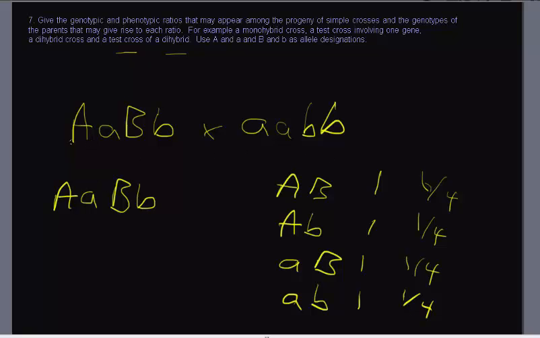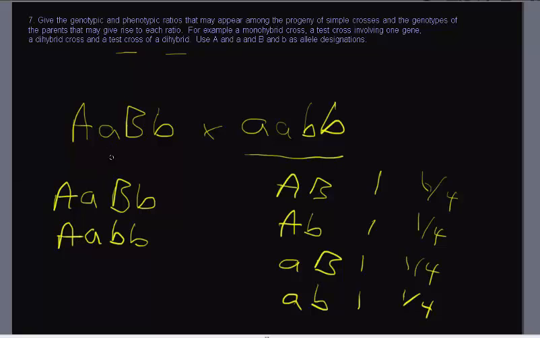But from here, if we get a big A, we can get either a big B or a little b. So we can get a big A and we can get a little b. As we'll see later, that's what we mean by independent assortment. Big A can go with B, or big A can go with little b. But from the tester, we can only get little a, little b. So this guy is always going to give us the same thing.